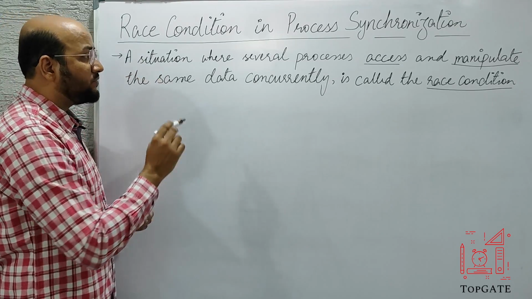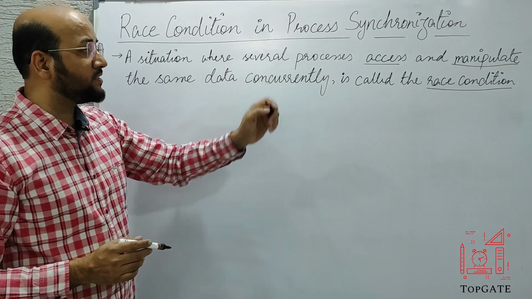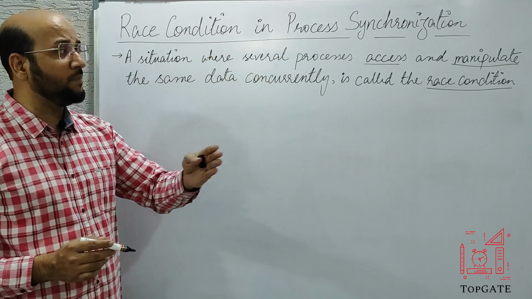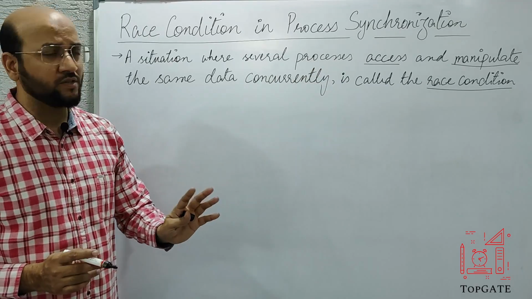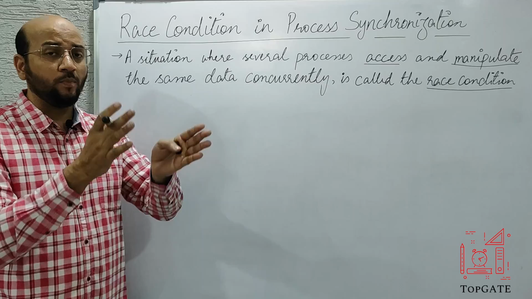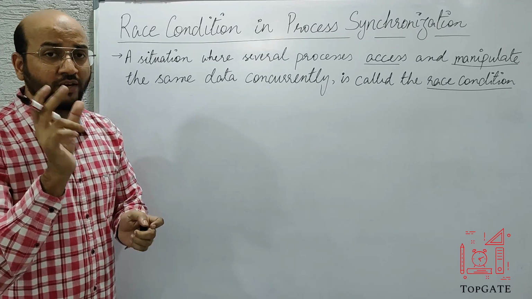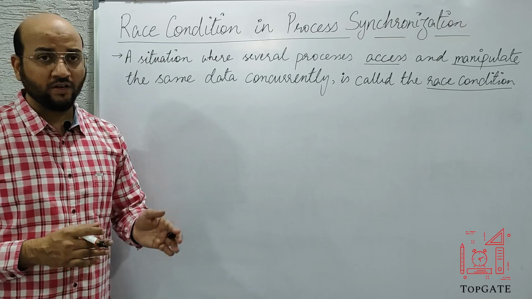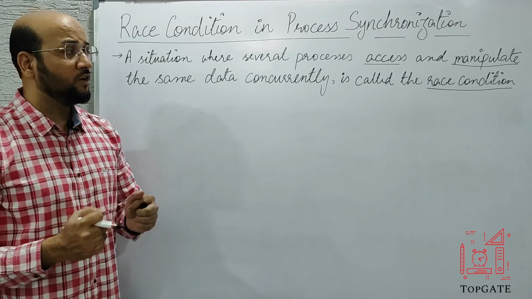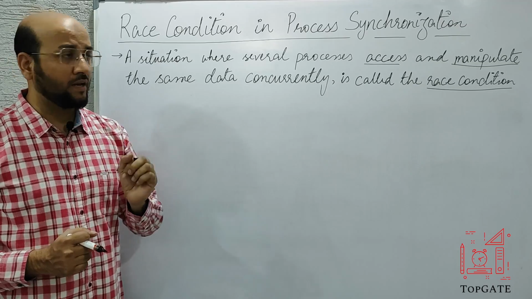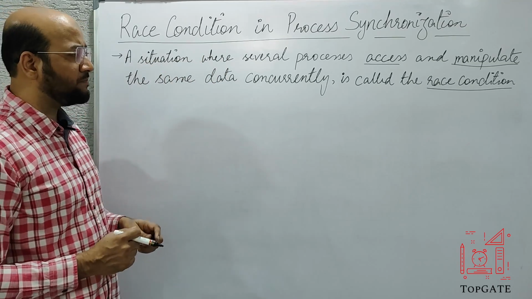So a situation where several processes access and manipulate the same data concurrently, at the same time, is called the race condition. That is, we have several processes and these processes are accessing and manipulating the same data item at the very same time. Then this situation is called the race condition, where the processes are racing with each other to access and manipulate the same data item. Clear? So that is a simple definition.